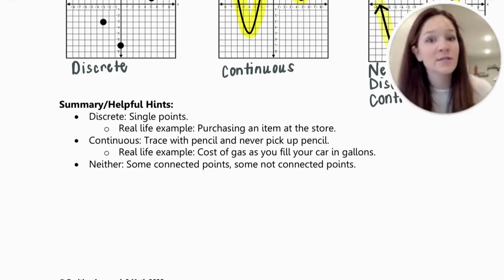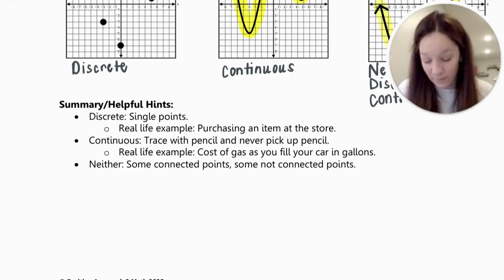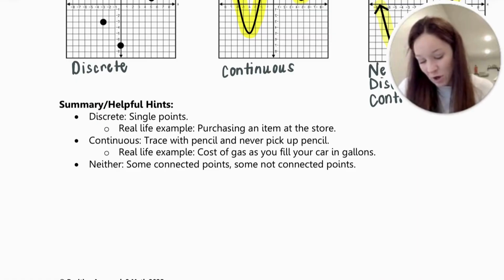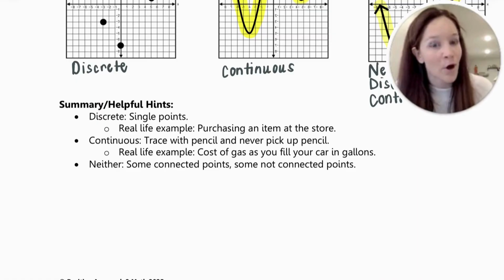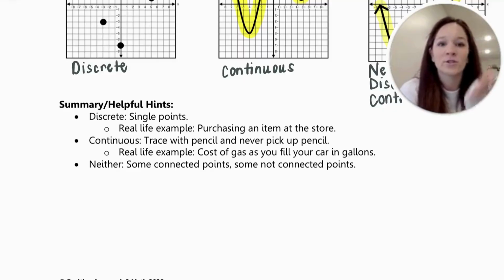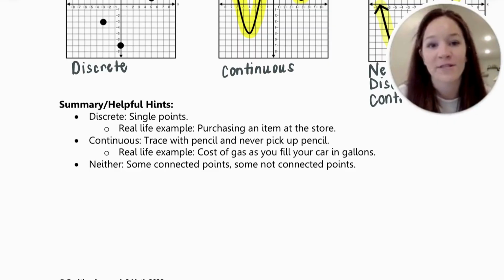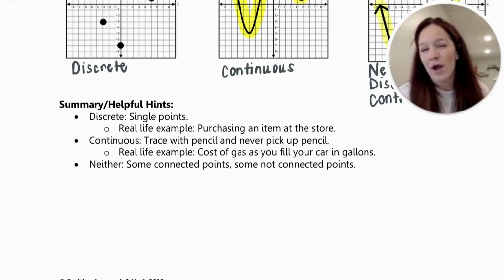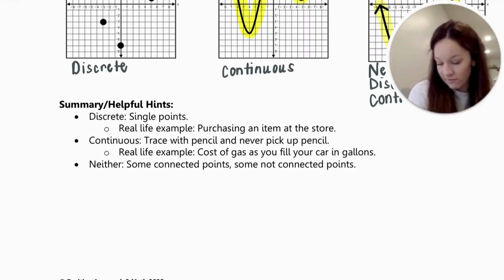A continuous function is when you can trace your pencil and never have to pick up your pencil. An example of that is the cost of gas as you fill your car up. Thinking about the cost, it's not just charging you whole dollars. You can pay $24.56, right? So it's a continuous function.